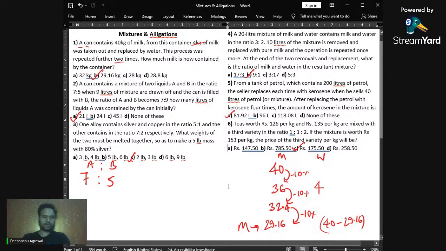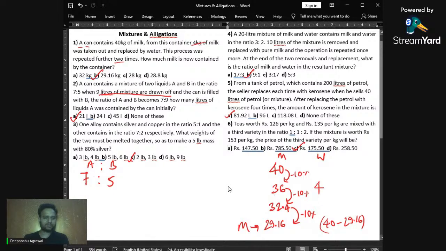Let's get back to question number two. So A and B have 7 is to 5. A can has A and B in 7 is to 5. Right. Now from this can, 9 liters of the mixture are drawn off and the can is filled with B. So 9 liters is gone and it is filled with B.